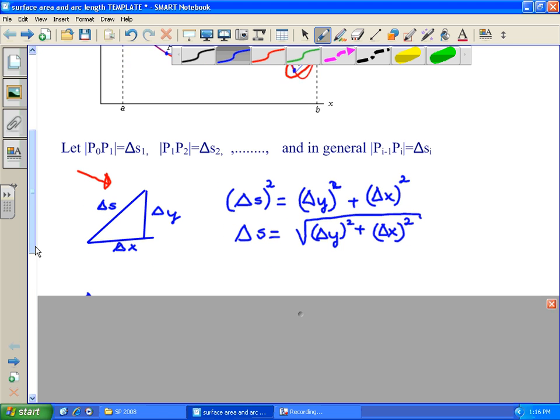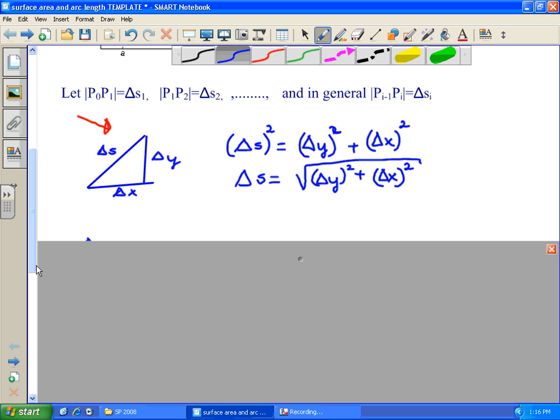Now, usually when we integrate something, we already have an idea what the final answer will be. The final answer is you're going to add up infinitely many of those, so it's going to be something like the integral of delta s. But usually, we don't have a ds in our problems. We either have a dx or a dy, right?